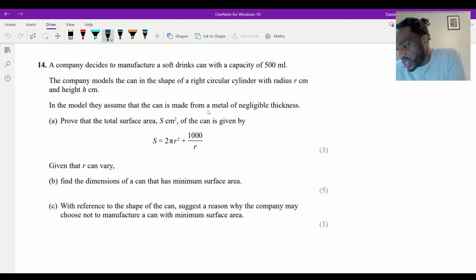So I'm just checking the chat just to make sure we're all good still. Okay, cool. All right. So this one, now this can come up. This is just differentiation, modeling and differentiation, right?